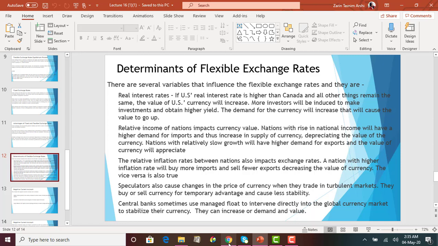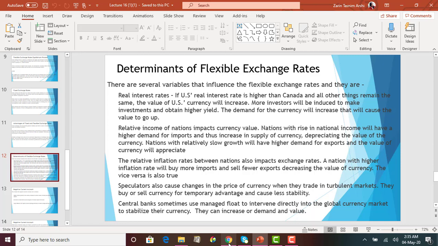Another thing that impacts it is the relative inflation rate between the countries. A nation with a higher inflation rate will buy more imports and sell fewer exports, thus causing the currency to depreciate. A country with a lower inflation rate will buy fewer imports and do more exports, so the value of the currency will appreciate. So inflation rate is also important in affecting the flexible exchange rate system.